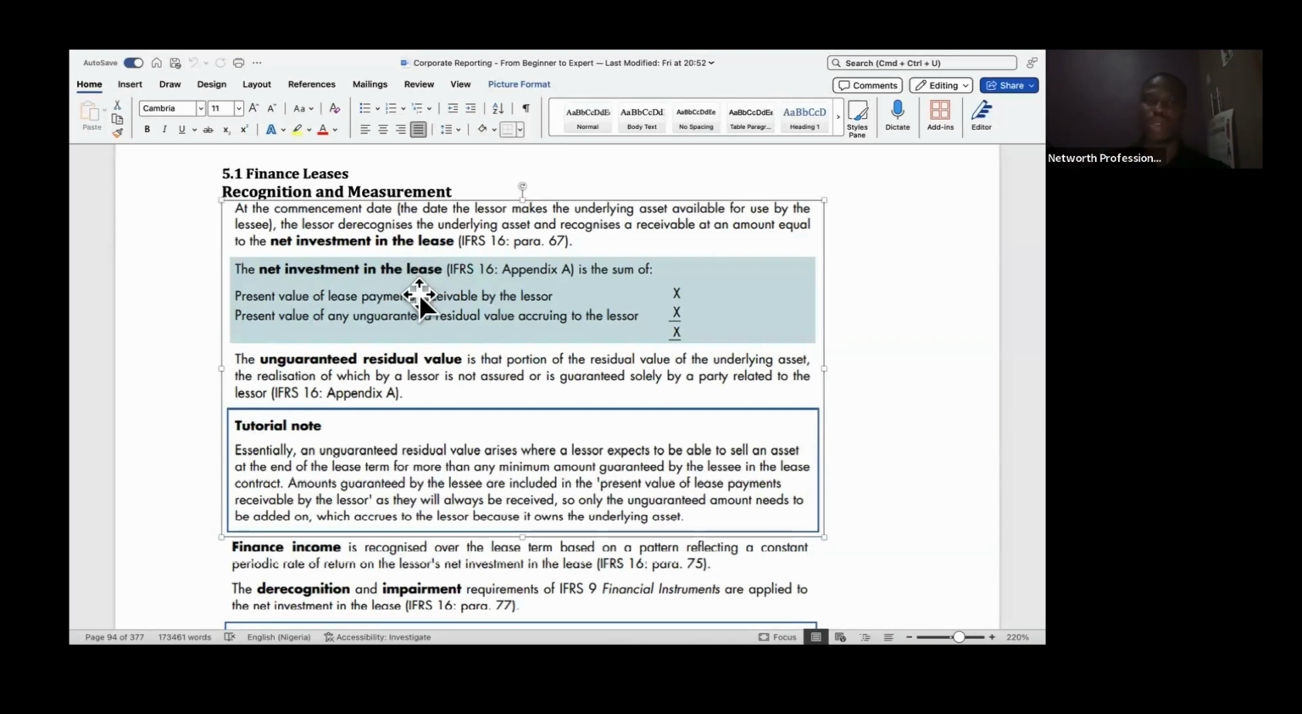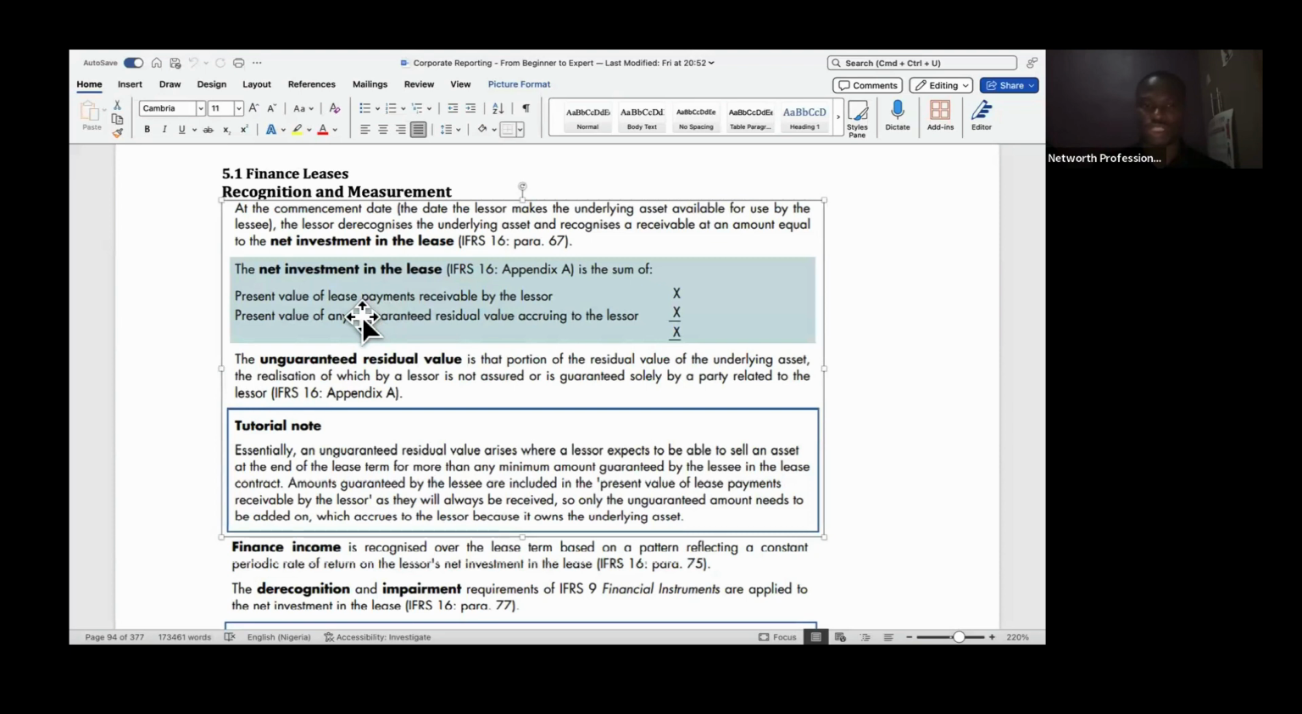And that is why the way this lease receivable or net investment in the lease is calculated is by looking at the present value of lease payment receivable by the lessor. Then you add the present value of any unguaranteed residual value accruing to the lessor. So this first one, the present value of lease payment receivable, is quite straightforward because it's just the rent you're expecting to receive from the lessee. In the exam, they will give you this amount straight.